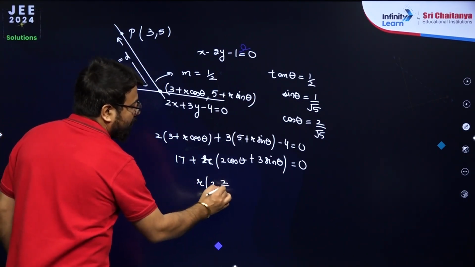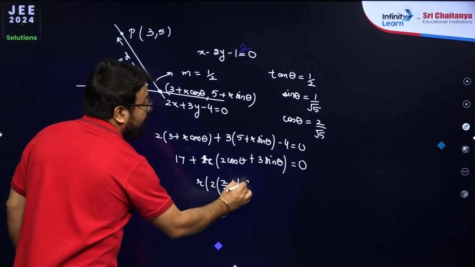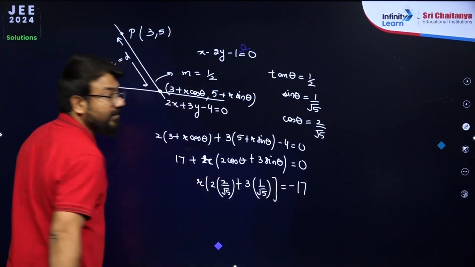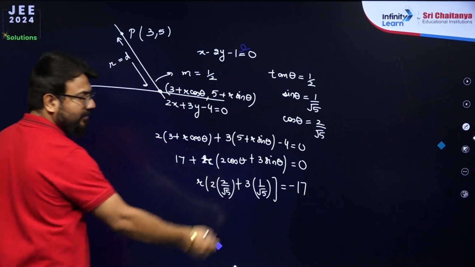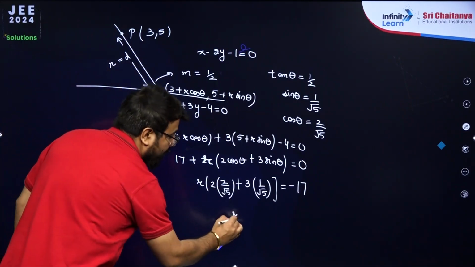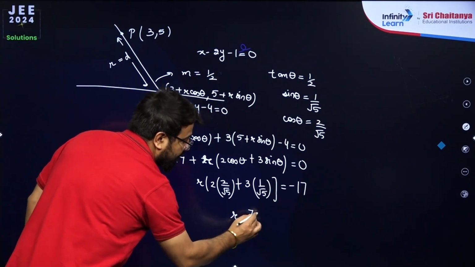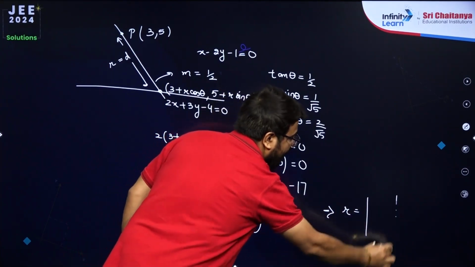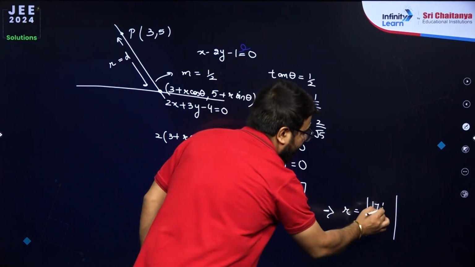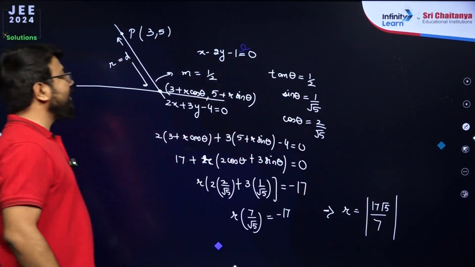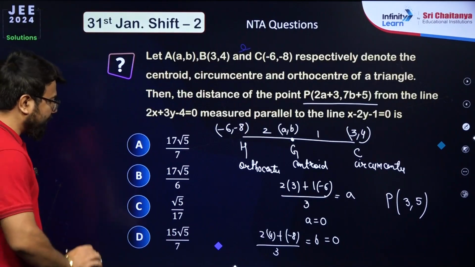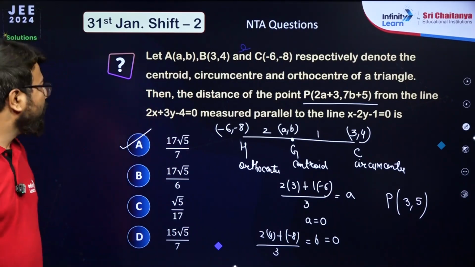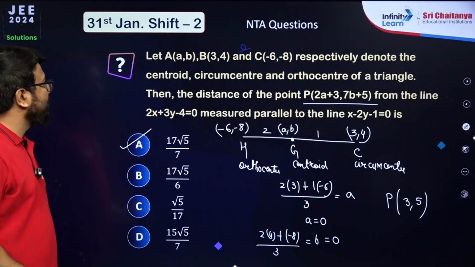Cos theta value is 2 upon root 5, my dear students. Sin theta value is 1 upon root 5. And this gives us a value minus 17. So my dear students, this becomes 4 upon root 5, 3 upon root 5, 7 upon root 5. R times 7 upon root 5 is minus 17. So the value of r, applying the modulus over here, will become 17 root 5 over 7. 17 root 5 over 7 is being given to us in option A. So that is why option A will be the final answer. I hope, my dear students, you are able to understand how we got the answer to this question.